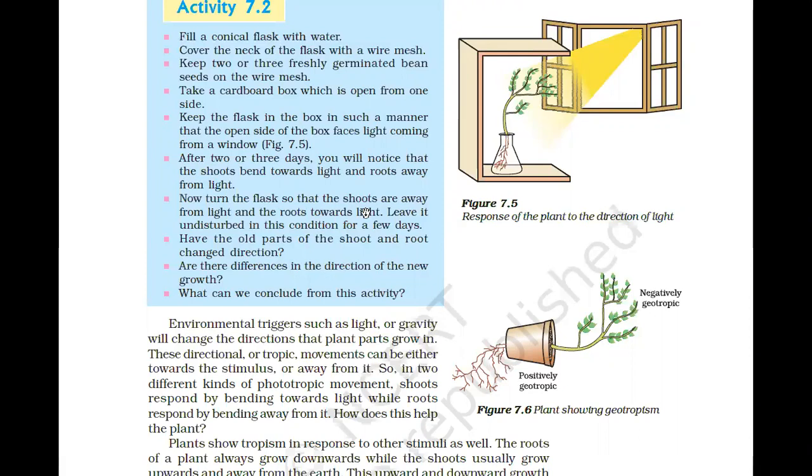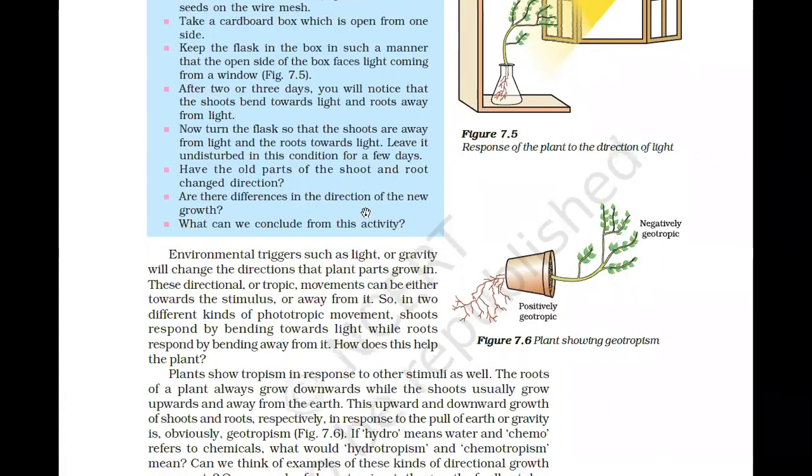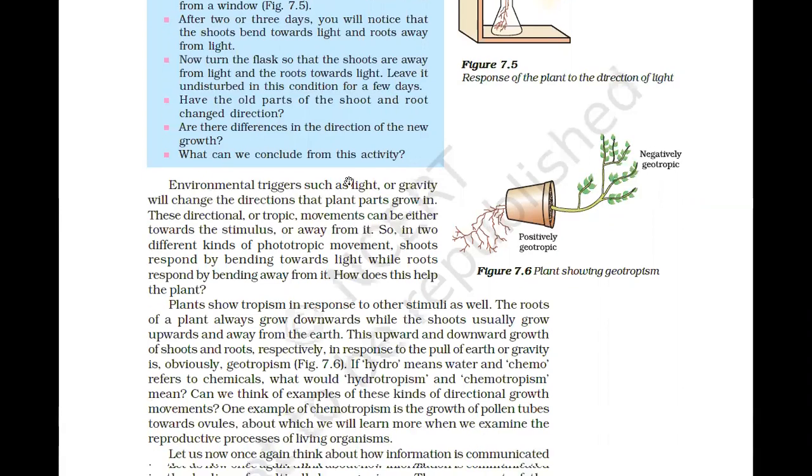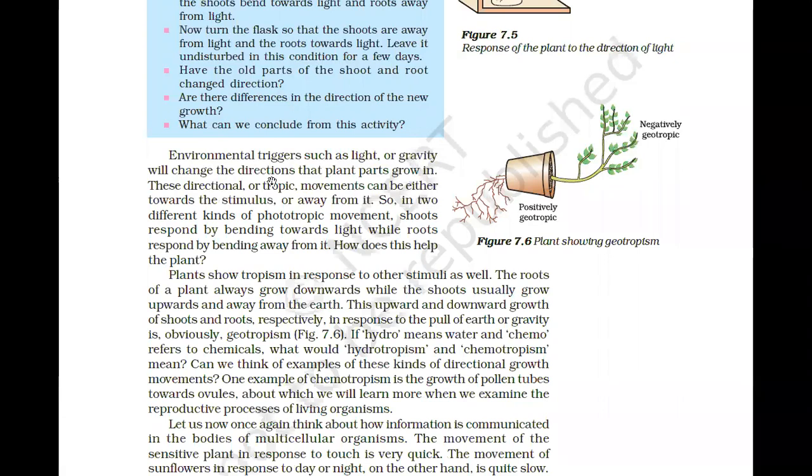Now turn the flask so that the shoots are away from light and the roots towards light. Leave it undisturbed in this condition for a few days. Have the old parts of the root and shoot changed direction? Are there differences in the direction of the new growth? What can we conclude from this activity? Environmental triggers such as light or gravity will change the directions that plant parts grow in.